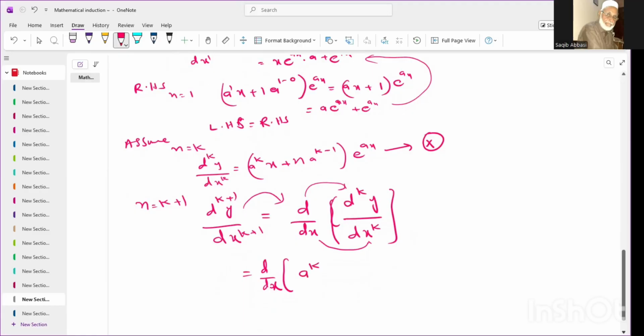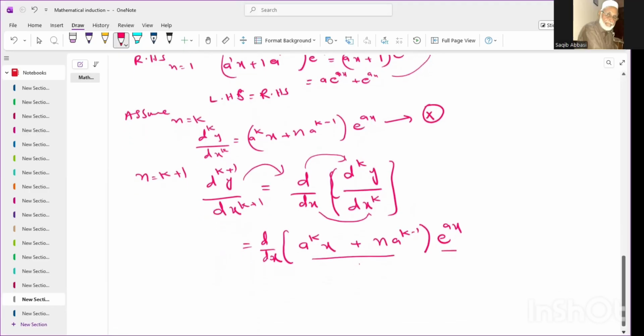a^k x plus n a^(k-1) up to e^(ax). Now here we use this as our u. This is our first function. This is our second function.